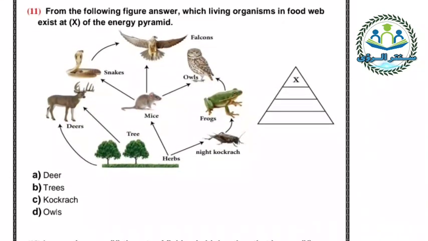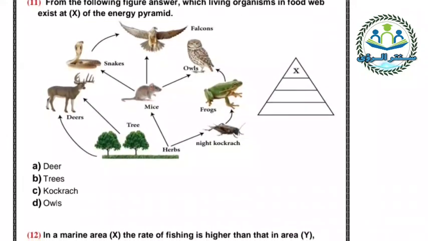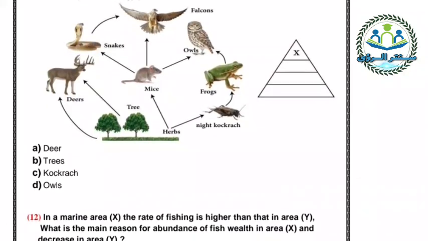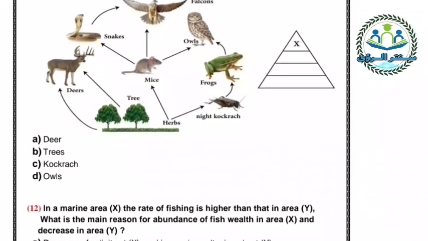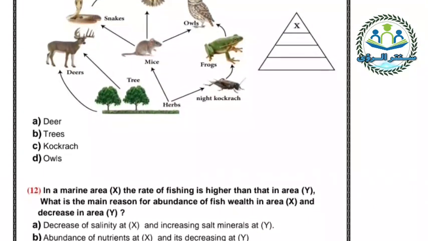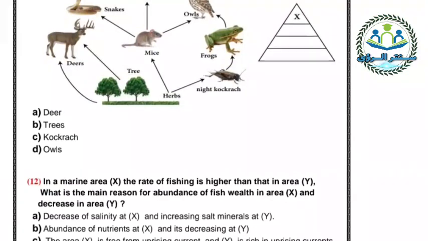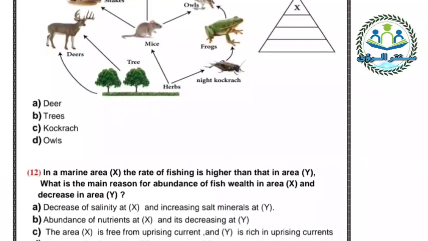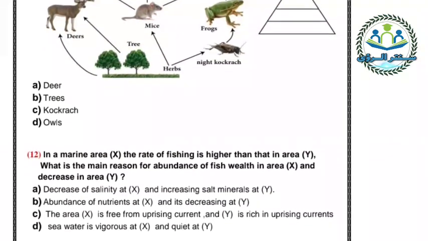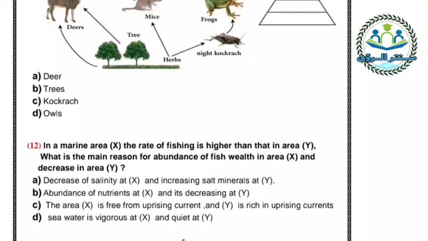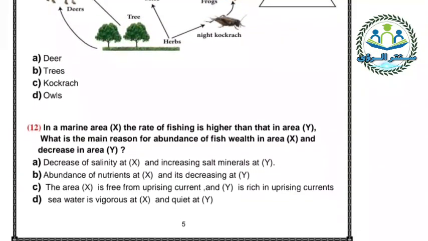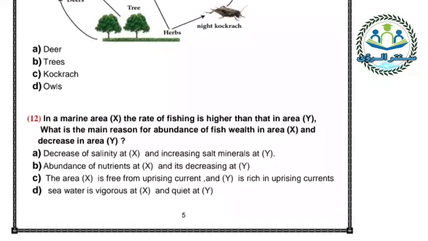12. In a marine area X, the rate of fishing is higher than that in area Y. What is the main reason for abundance of fish wealth in area X and decrease in area Y? A. Decrease of salinity at X and increasing salt minerals at Y. B. Abundance of nutrients at X and its decreasing at Y. C. The area X is free from uprising current and Y is rich in uprising currents. D. Water is vigorous at X and quiet at Y.